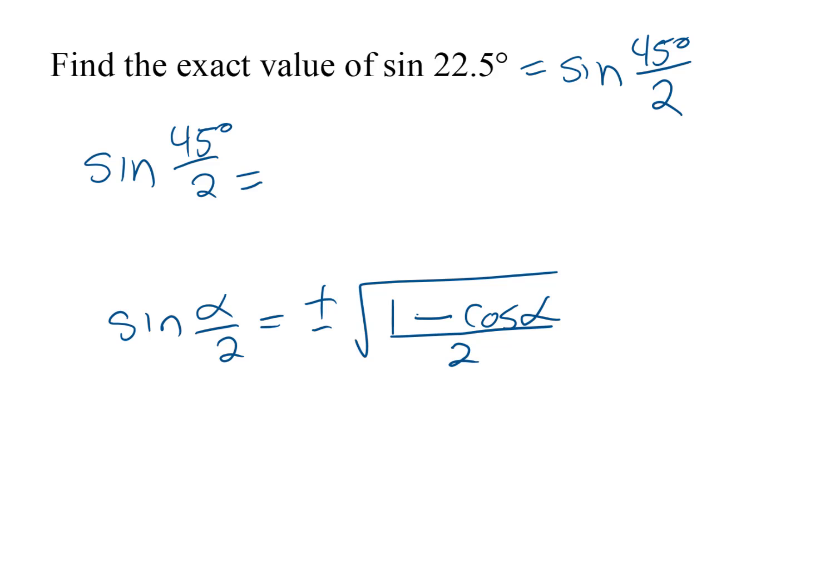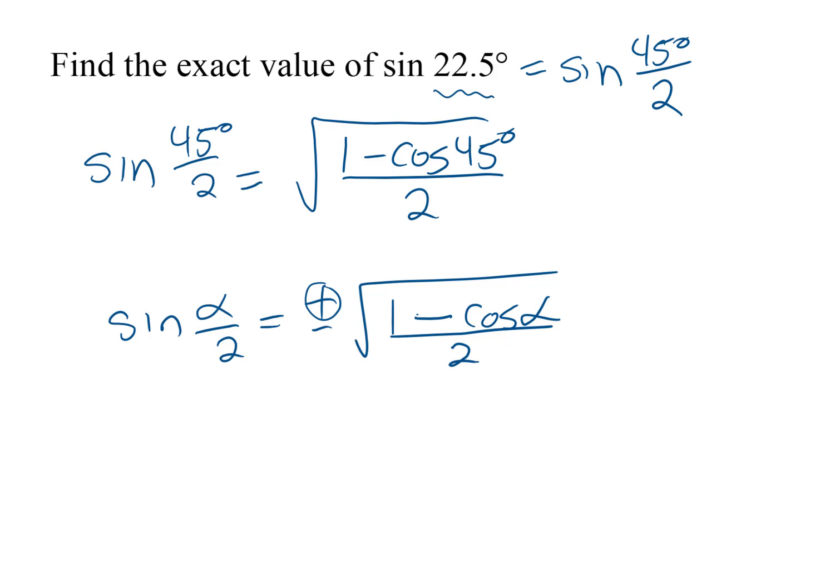It could be a plus or it could be a minus, and you just need to look at the quadrant that your half angle is in and determine the sign there, the sign of the sine. So since 22.5 is in quadrant 1, I know I'll want the positive, so I don't need to list it. It's going to be the square root of 1 minus cosine of 45 over 2.